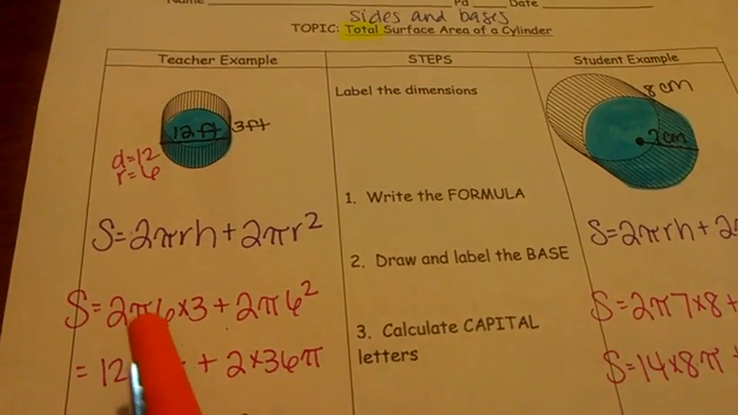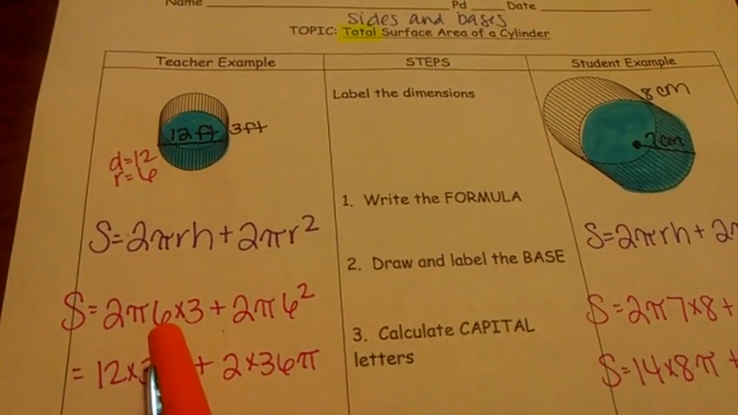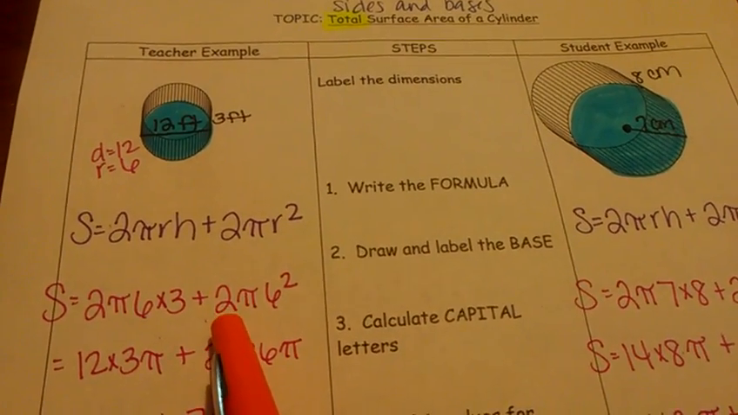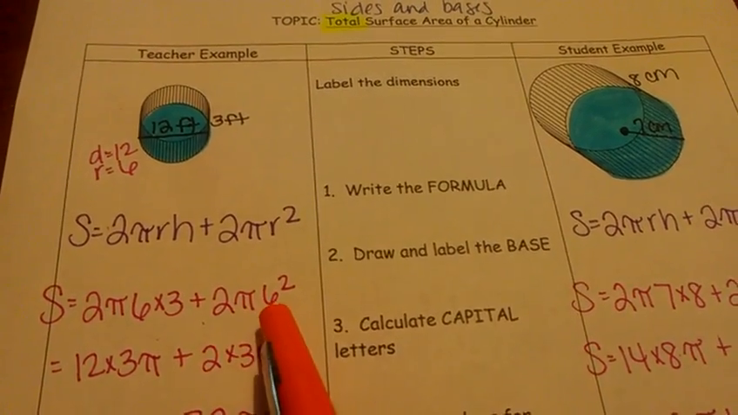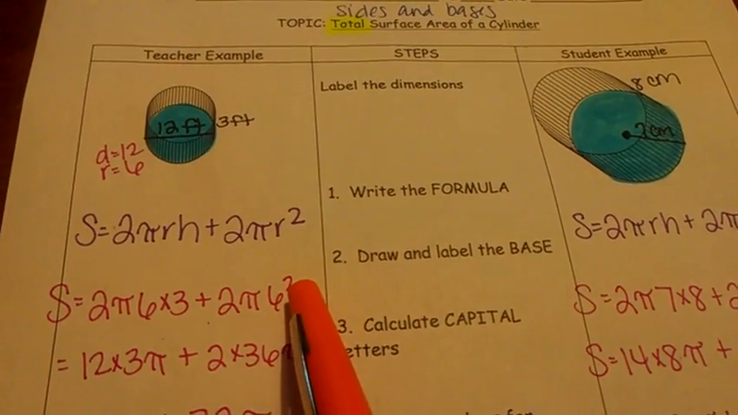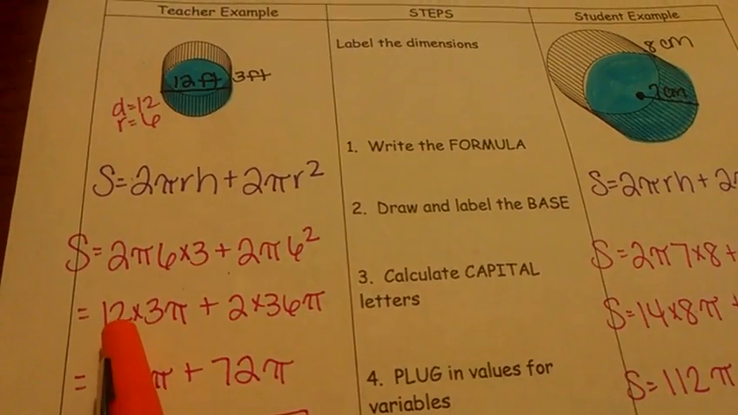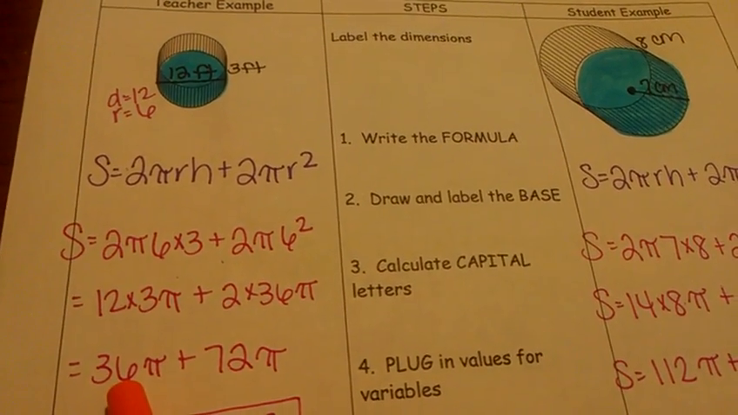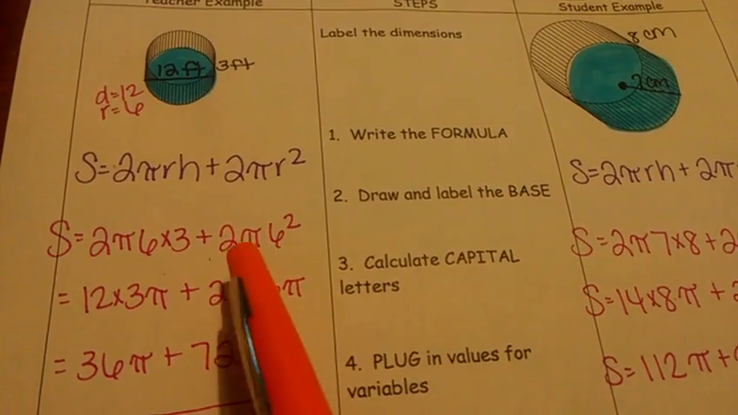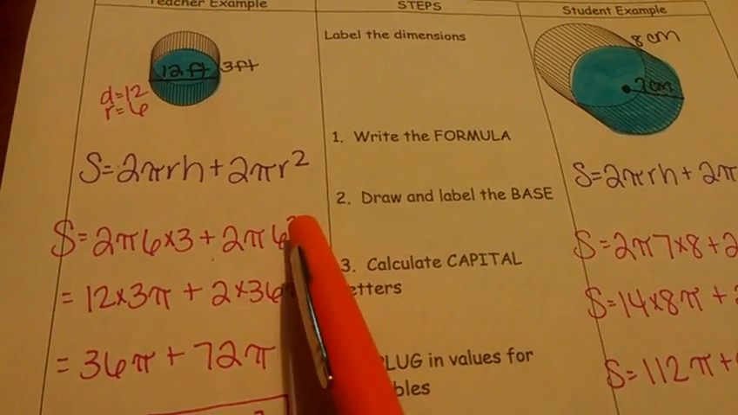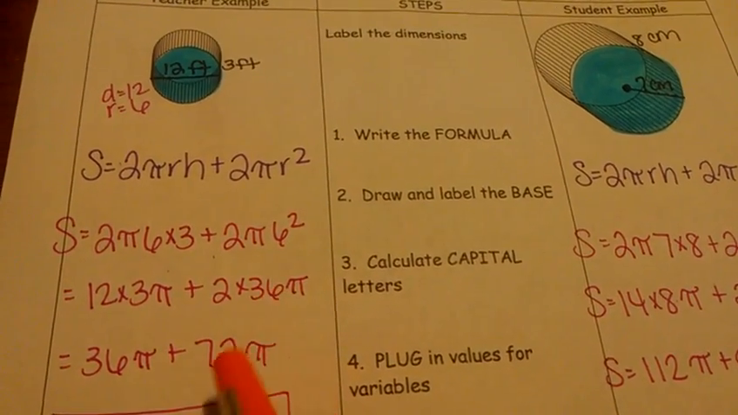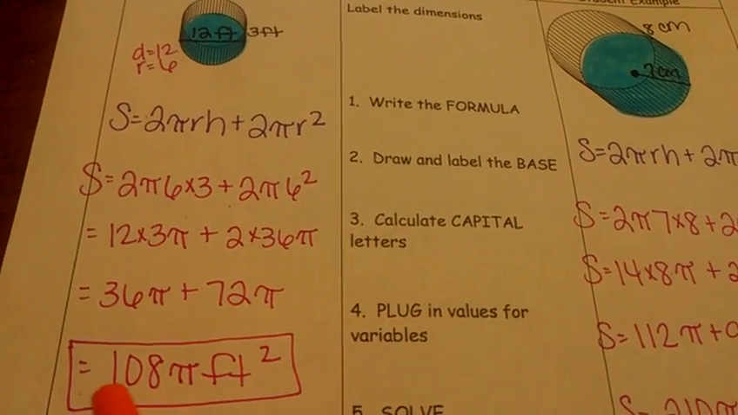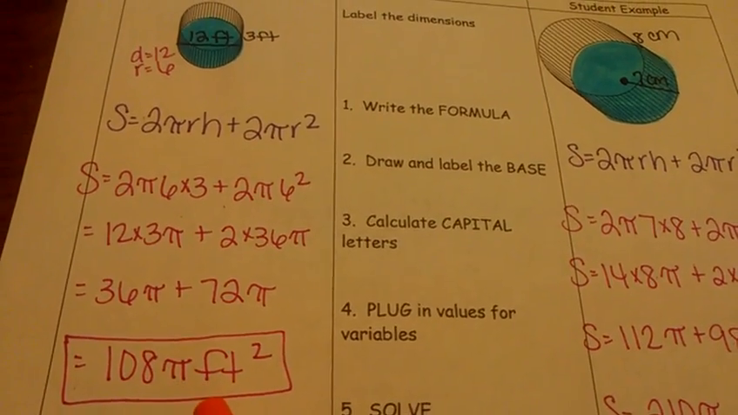So 2 times pi times my radius, which is 6, times my height, which is 3, plus 2 times pi times radius squared. My radius is 6, so 6 squared. I multiplied 2 times 6 and I got 12. 12 times 3 is 36. Keep your pi. Got to do your exponent first. 6 squared is 36. 2 times 36 is 72. So if you take 36 and you add 72, you get 108 pi feet squared.